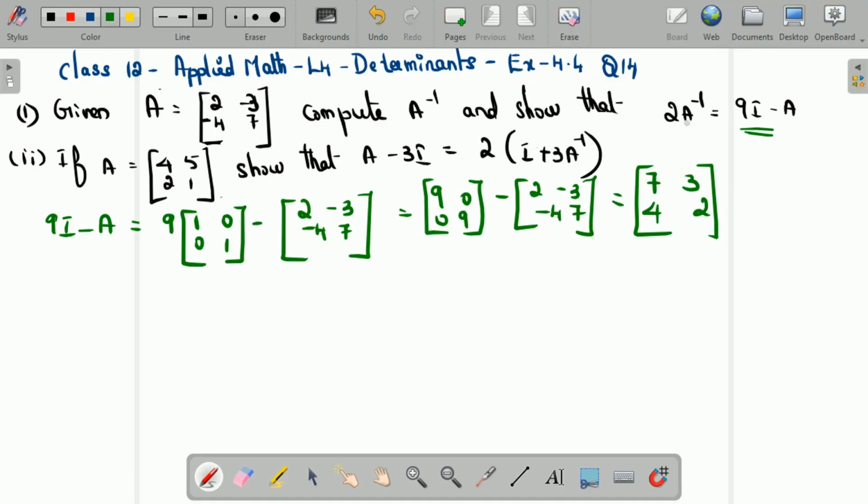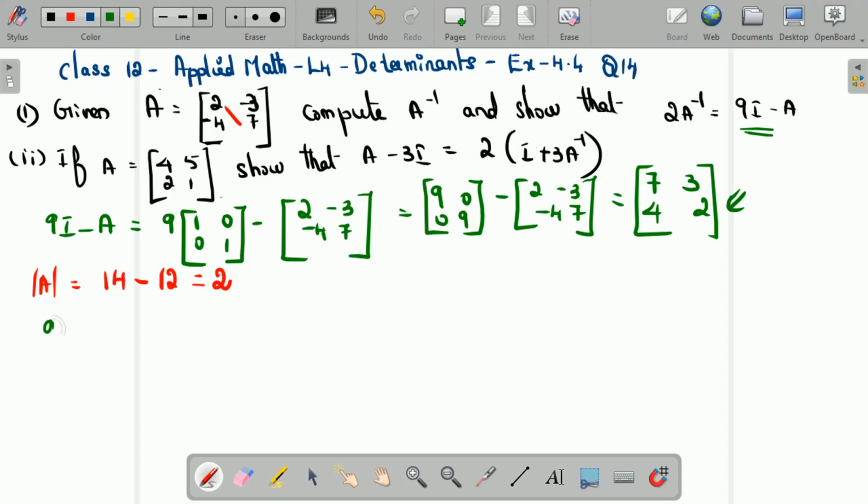Now let's compute A inverse and 2A. We need to match that value to this in RHS. So let's do A inverse. First step for A inverse is determinant of A. So let's compute. This is 7 into 2 is 14 minus of 4 into 3 is 12. So 14 minus 12, which is equal to 2.